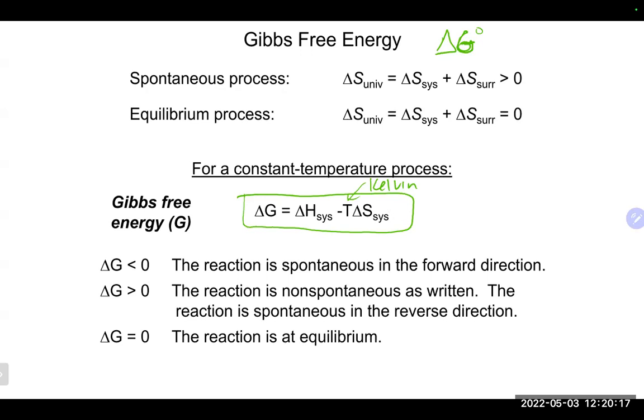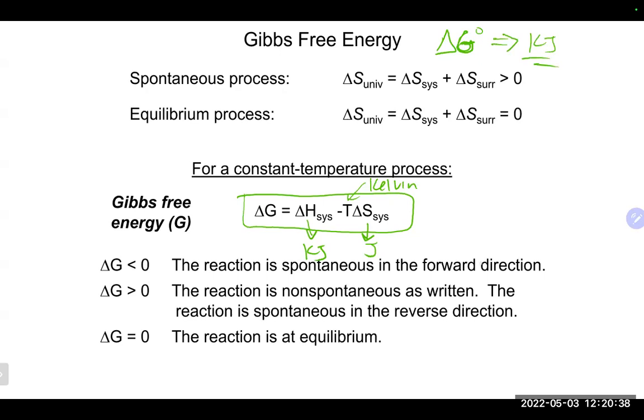This is also one where you need to watch units. Again, here your delta S will be in joules and delta H will be in kilojoules. So once again, you need to do the conversion whichever way you want to go. A lot of times though, delta G is given in kilojoules, so that's a common unit for delta G.